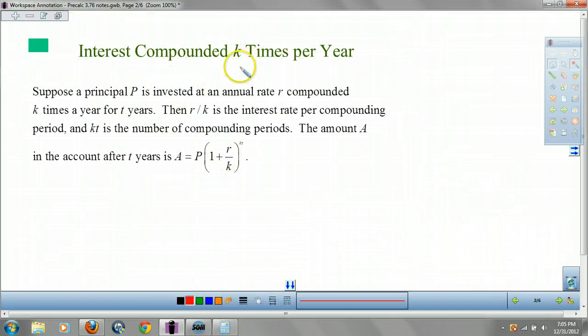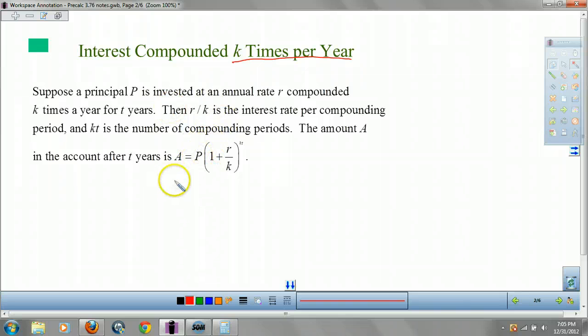This is where it gets interesting, guys. This is where interest is compounded k times per year. That means it compounds more than just per year, like many banks do it monthly. The more it's compounded, the more interest you get, and you're getting interest on your interest, hence more money. That's a good thing.